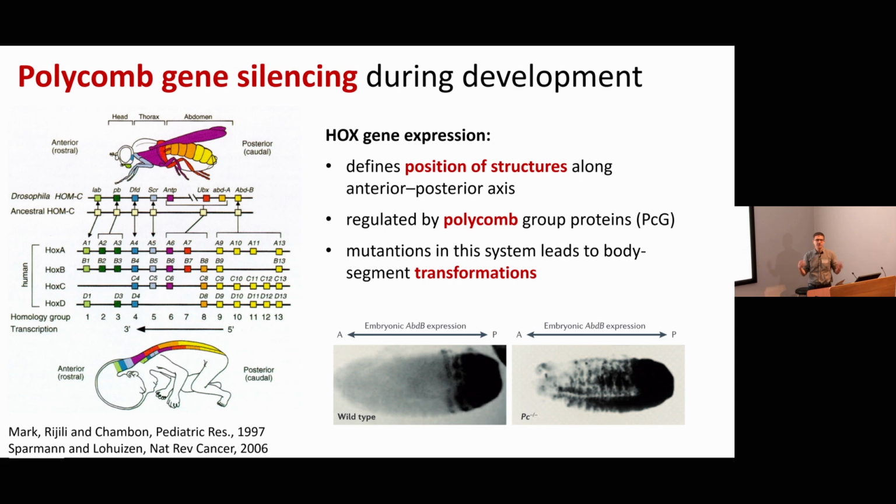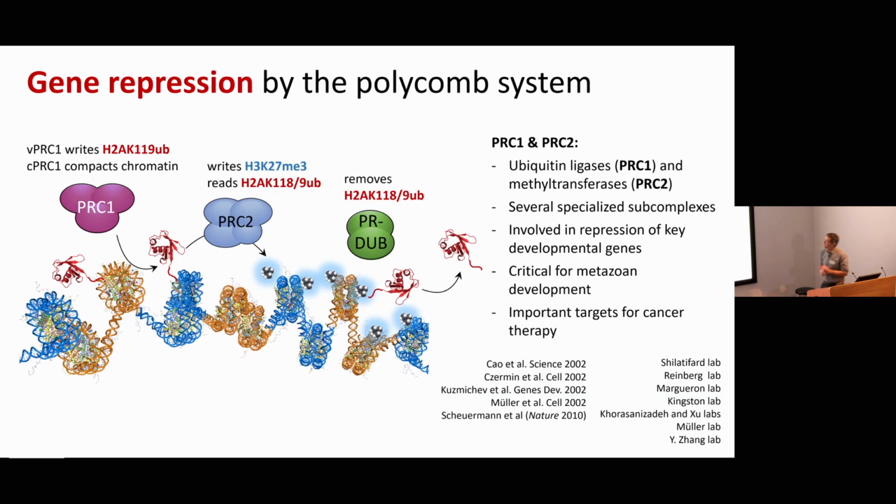And if you have mutations in the Polycomb system in an adult organism, that, for example, might lead to cancer. So what is the Polycomb system in detail? This involves three basic enzyme complexes, of which many variants exist. The Polycomb repressive complex 1 is an ubiquitin ligase that deposits this ubiquitination at H2A 119.